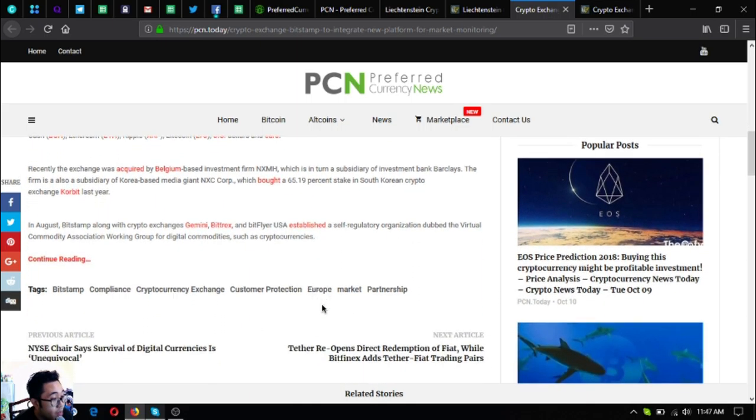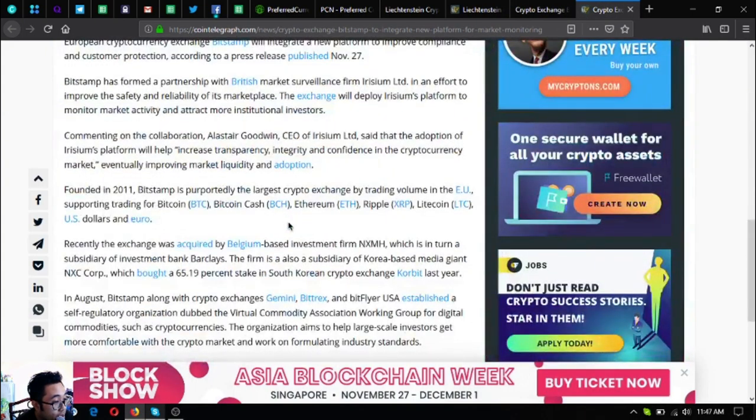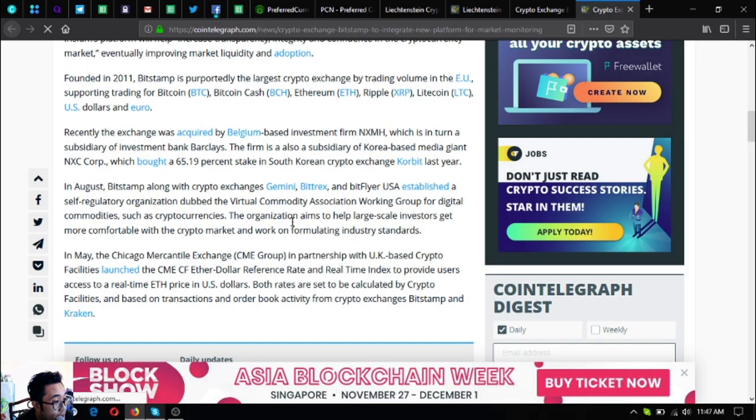In August, Bitstamp, along with crypto exchanges Gemini, Bittrex, and Bitflyer USA, established a sub-regulatory organization dubbed the Virtual Commodity Association Working Group for Digital Commodities such as Cryptocurrencies. Right, so the organization aims to help large-scale investors get more comfortable with the crypto market and work on formulating industry standards.